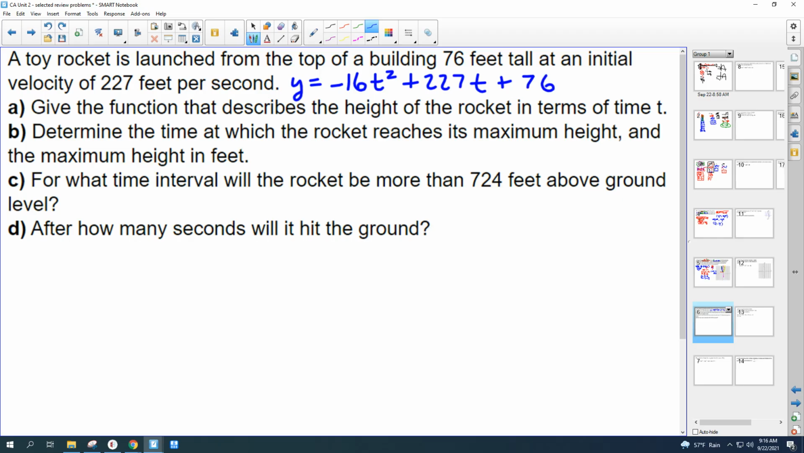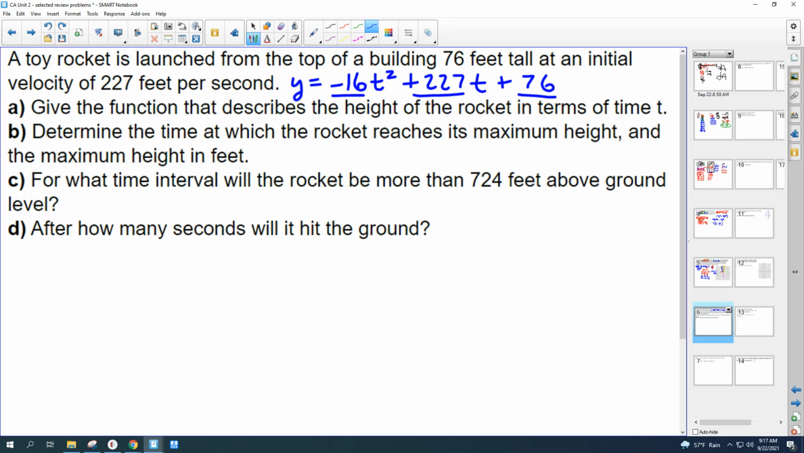I noticed on the quiz that I just graded, a lot of people almost had it, but barely messed up. They missed a t, or they switched two of the numbers or whatever. But the negative 16 will always be negative 16 on Earth. And 227 is the velocity, and 76 is the initial height. So if you get that, you should be able to answer all of the other questions.